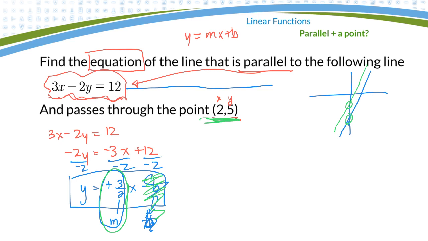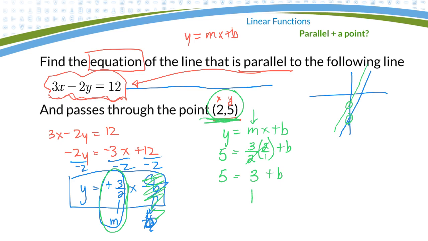So I can go back to my y is equal to mx plus b. I know my slope, because it's parallel to this other one, so the slope is going to be 3/2. And I know a point that's on the line. So the x value is 2, or 2/1, and the y value is 5 plus b. Here the 2's cancel, so this would be 3 plus b is equal to 5. And then finally subtract 3 from both sides to give you 2.